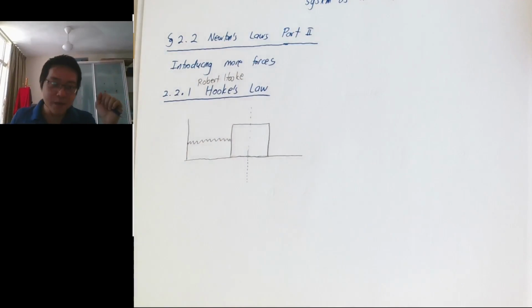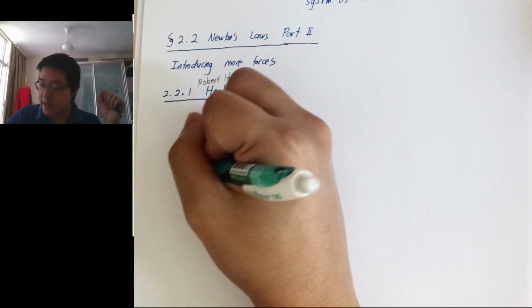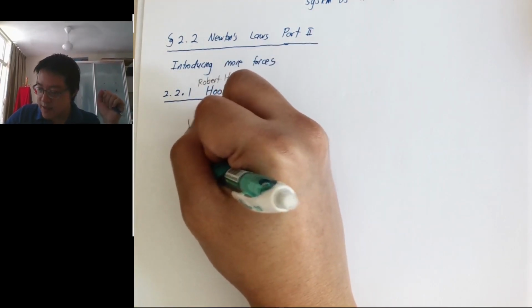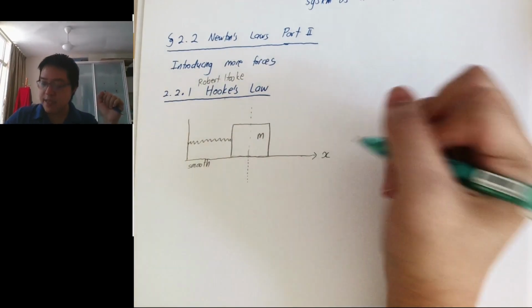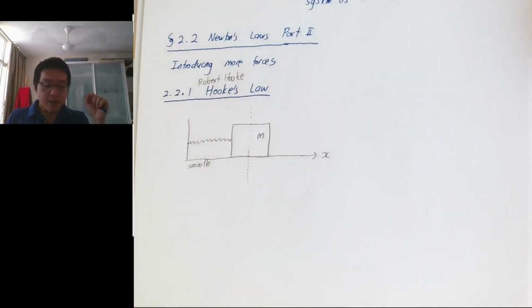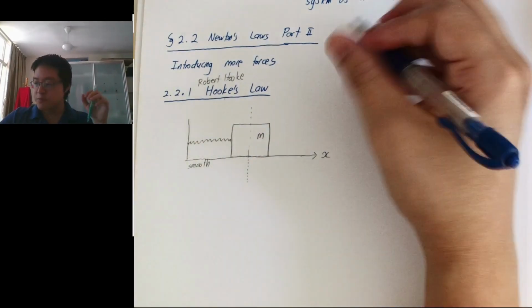But right now we learn Hooke's law. Hooke's law is talking about a spring. So I have a spring, and let's consider this sitting on a smooth surface, and I shall put this as my x-axis. So we are talking about a mass m attached to a spring.